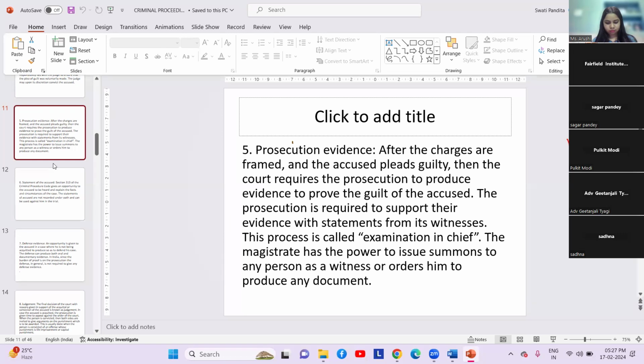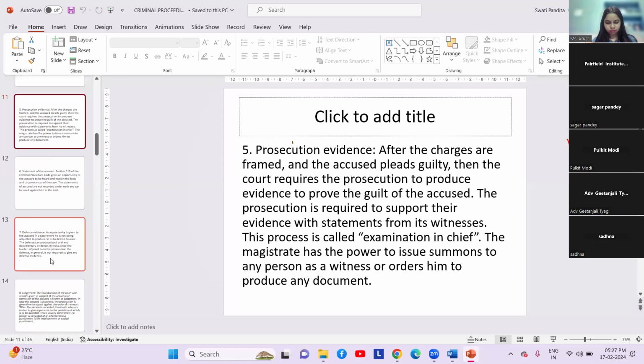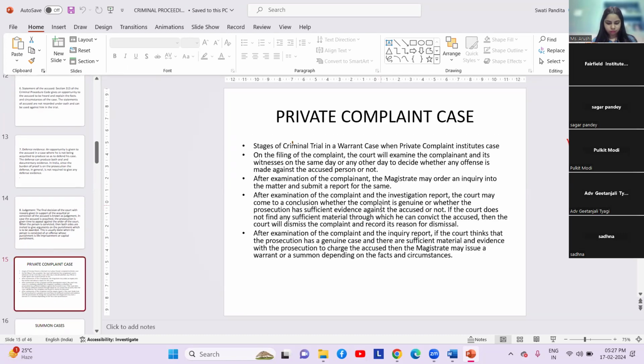Now I'll be talking about the private complaint. Private complaint case is something what I was saying. When we go to the Thana and the police refuse to register our complaint, then this is something we as lawyers do. Many times we lawyers don't even go to the police station. We just draft a complaint and send it to the SHO, with a copy to the Deputy Commissioner of Police and the Commissioner of Police. Now I'm talking about Delhi.